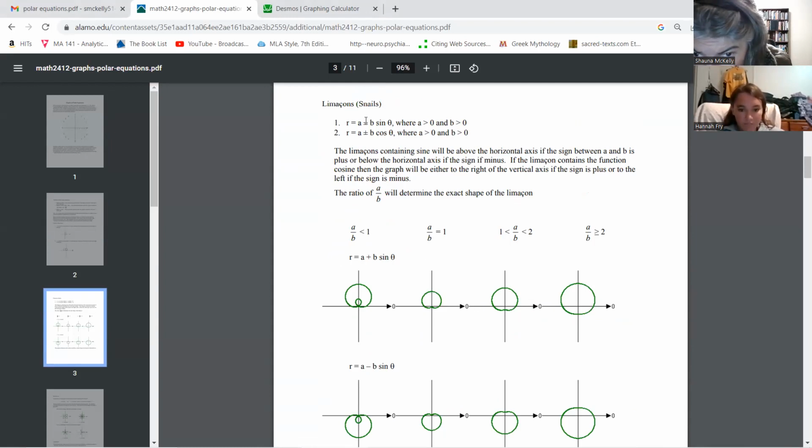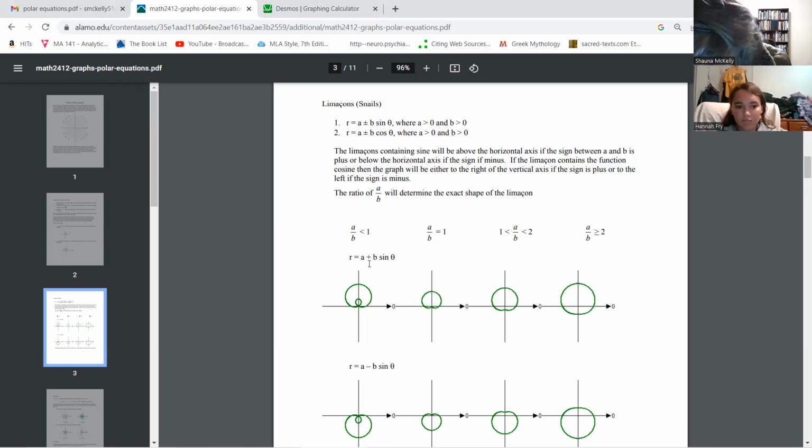r equals a plus or minus b sine theta, where a and b are both greater than 0, or r is equal to a plus or minus b cosine theta. And we have 4 different versions, depending on how curvy the middle gets. And that depends on the ratio of a to b, which you can follow here if you want.